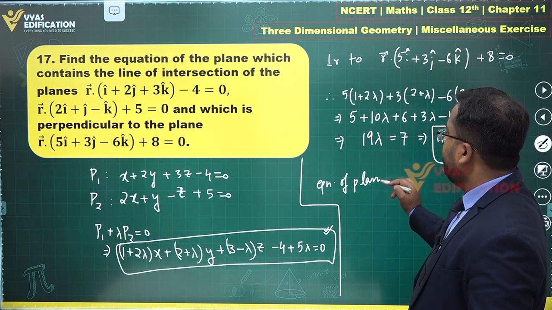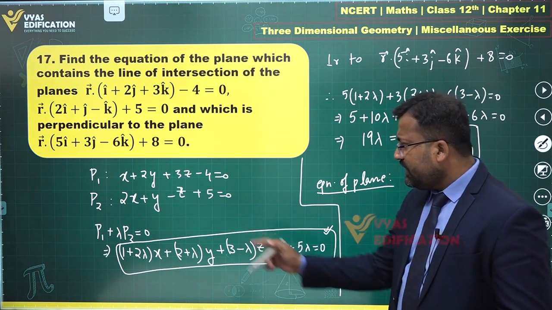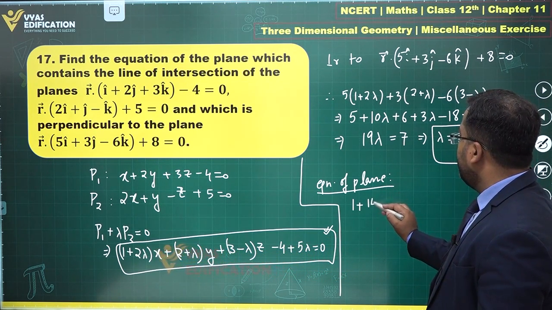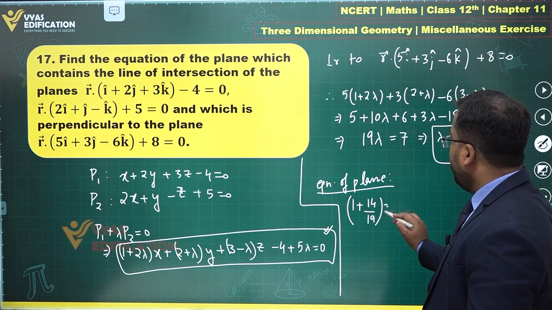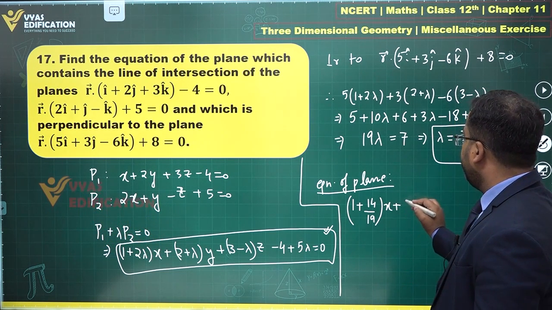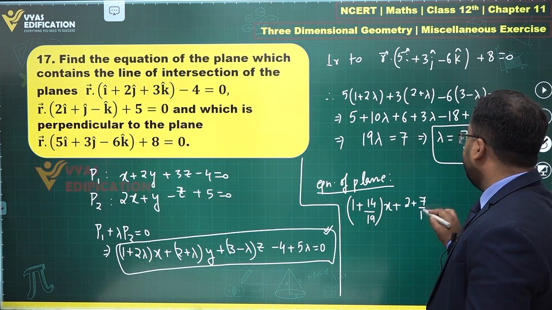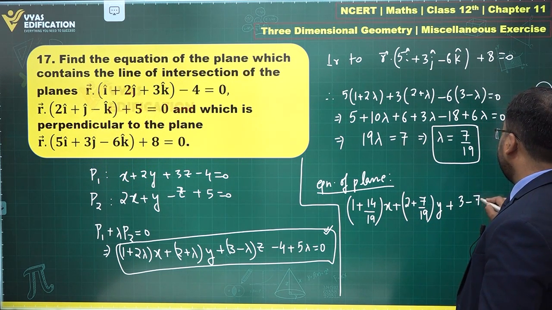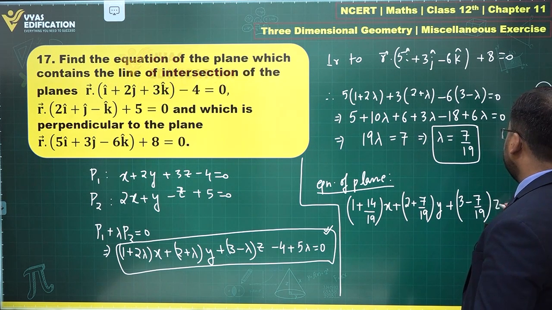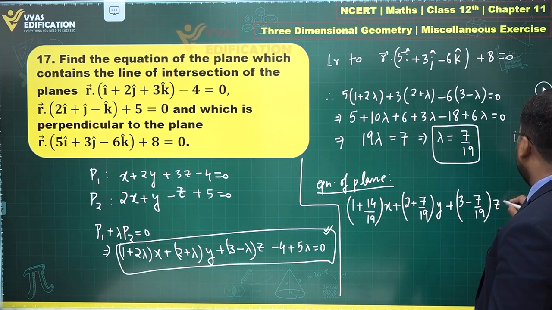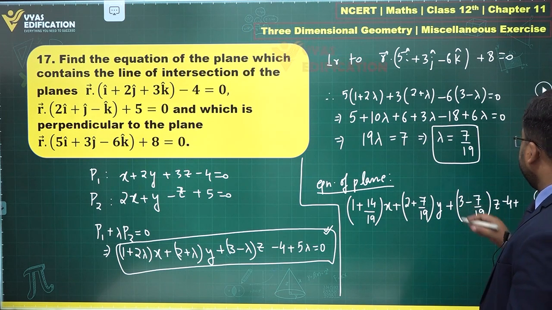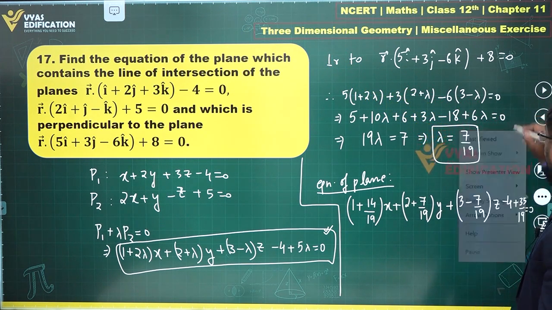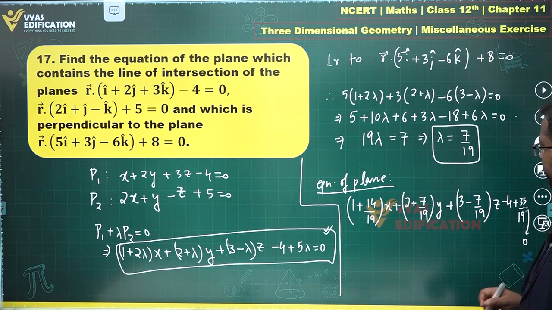The required equation of plane will therefore become 1 plus 2 lambda. What is that? 1 plus 2 into lambda is 14 upon 19 x. Then you have 2 plus lambda, 2 plus 7 upon 19 y, and then you have plus 3 minus 7 upon 19 z. Then you have minus 4 plus 7 times 5 is 35 upon 19 equals 0. This is what you have, right? Equals 0, that's what you get.